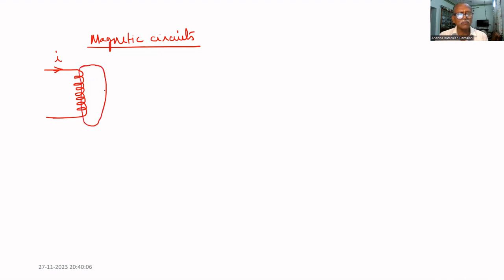Magnetic circuits. Suppose I'm having a coil. A coil is nothing but a conductor, but it has an insulation coating. If you pass current I through this structure, then it will produce magnetic flux, like this.